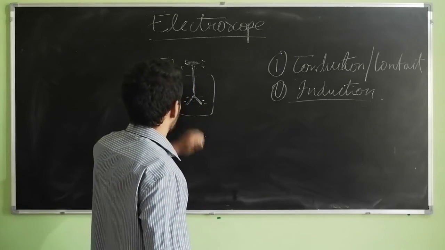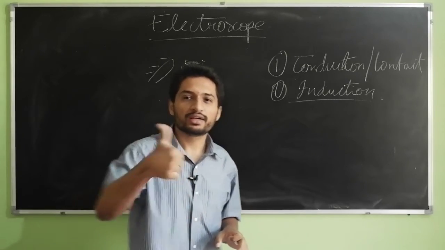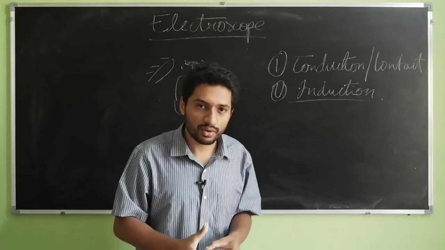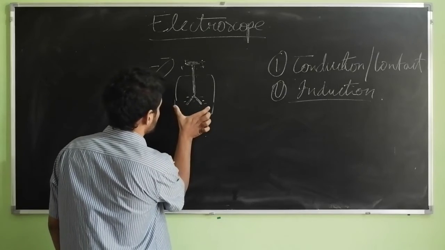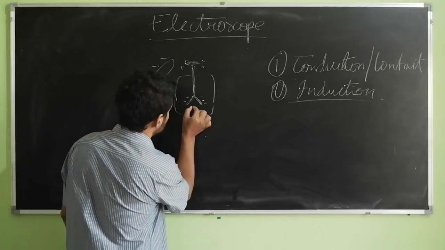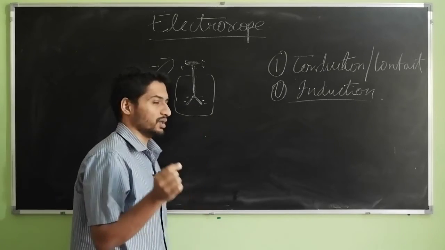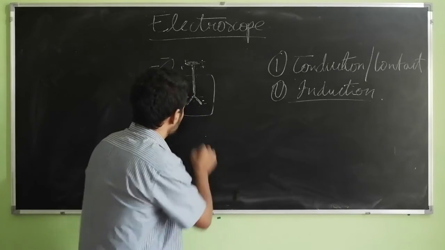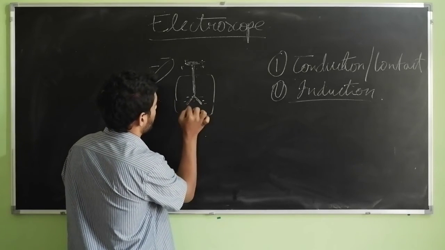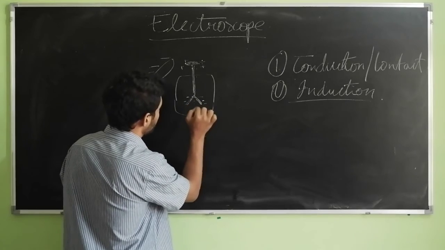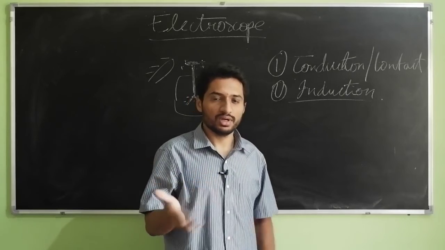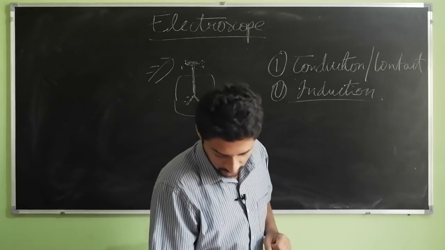The basic principle is that it is an instrument used to check whether a body is charged or not, and how much these leaves repel gives an indication of how much the body is charged. If the leaves repel a bit, then the body is charged in lesser amount, and if the deviation of the metal plates is more, it means we have more charge. That's how the whole electroscope works.